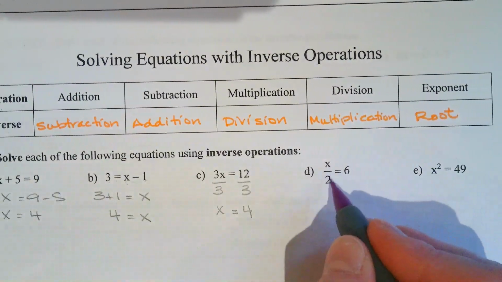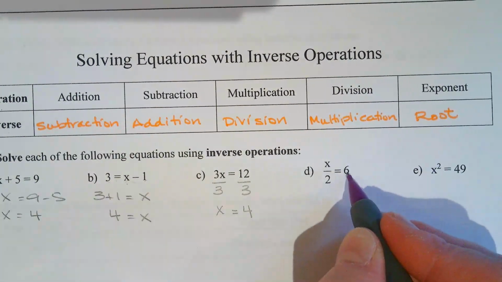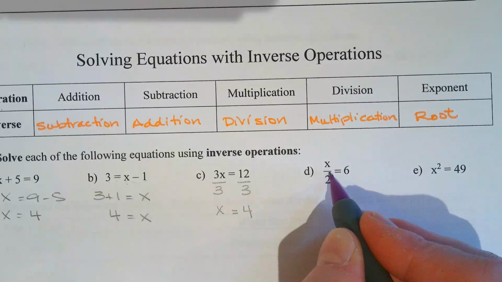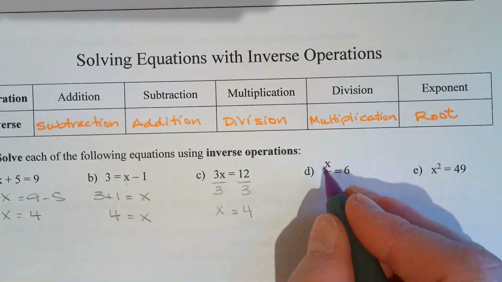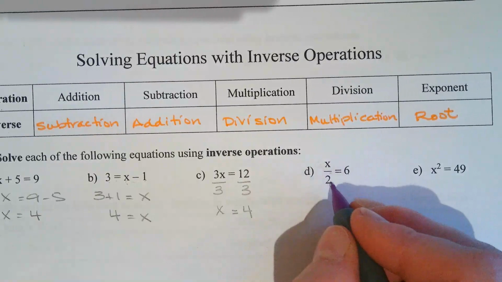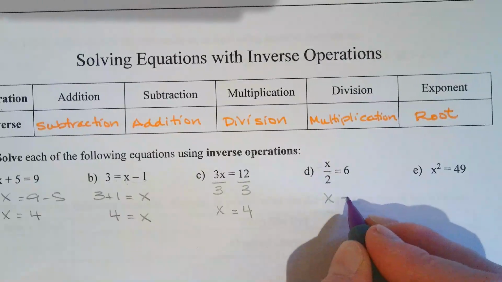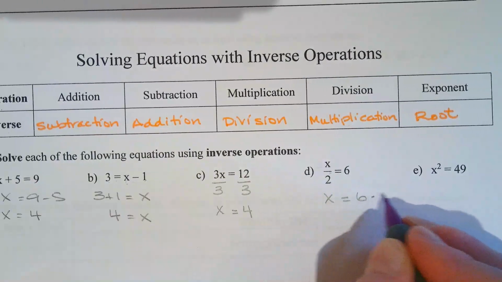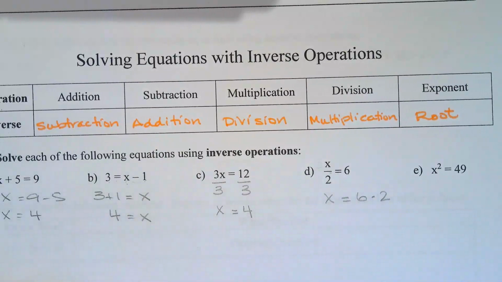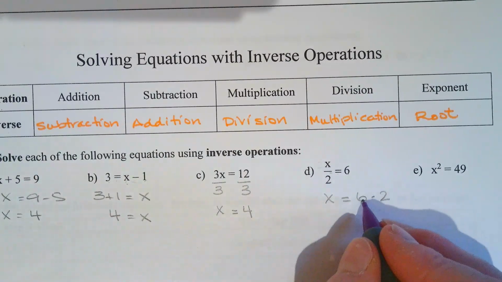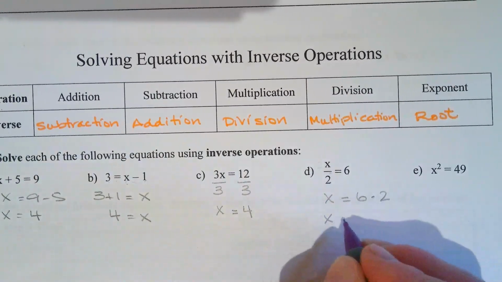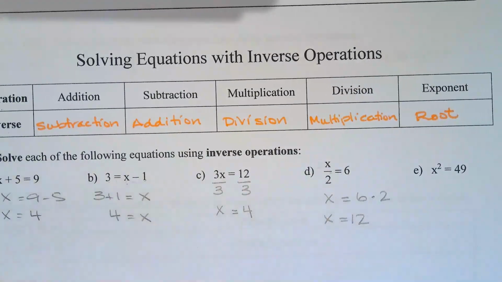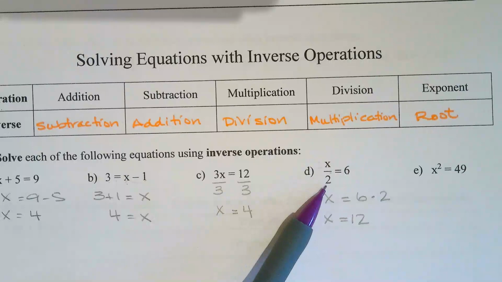This says x divided by 2 is equal to 6. The opposite of division is multiplication. So if I multiply this side by 2, I'm going to get 1x, which means I need to multiply the other side by 2. So I have 6 times 2, or in this case, it's 12. And again, I can visually verify that. 12 divided by 2 is 6.